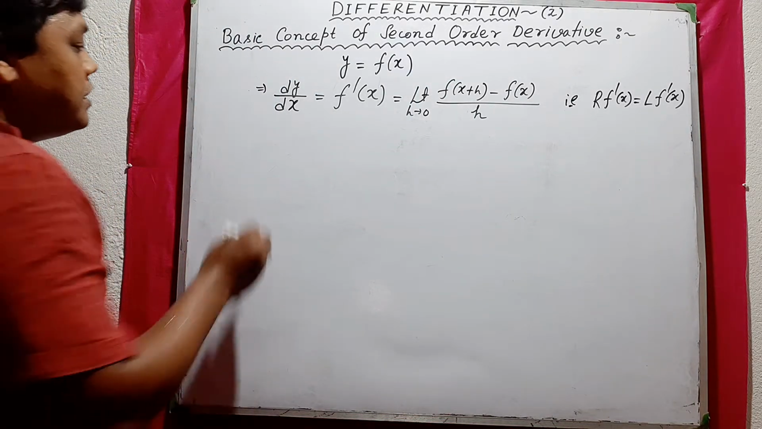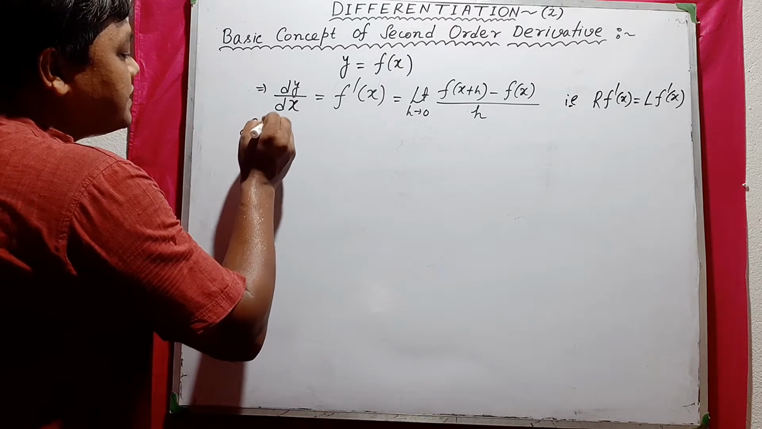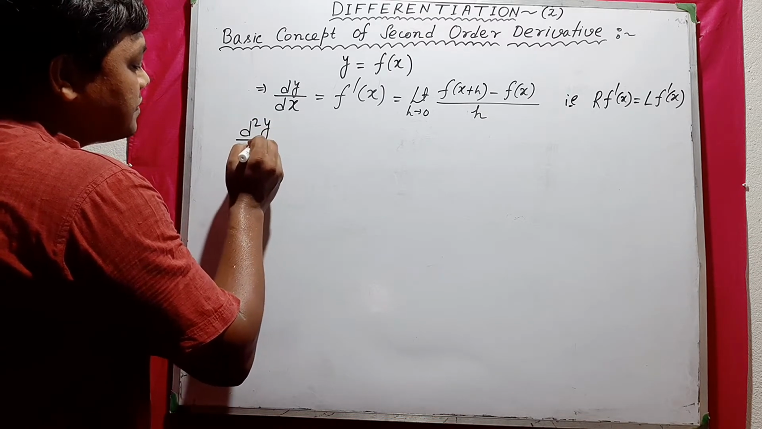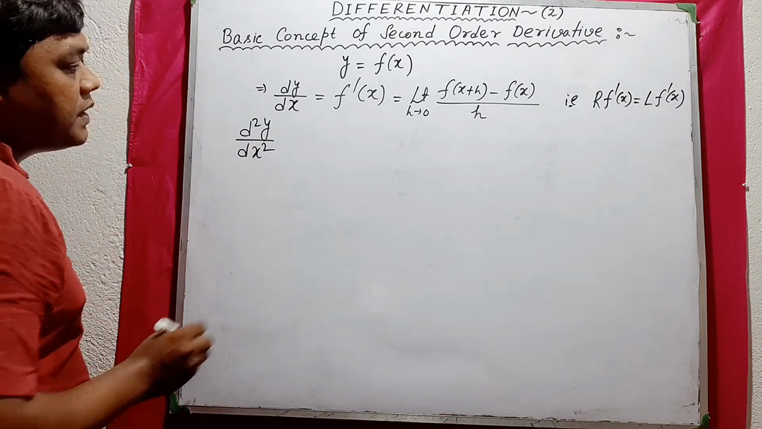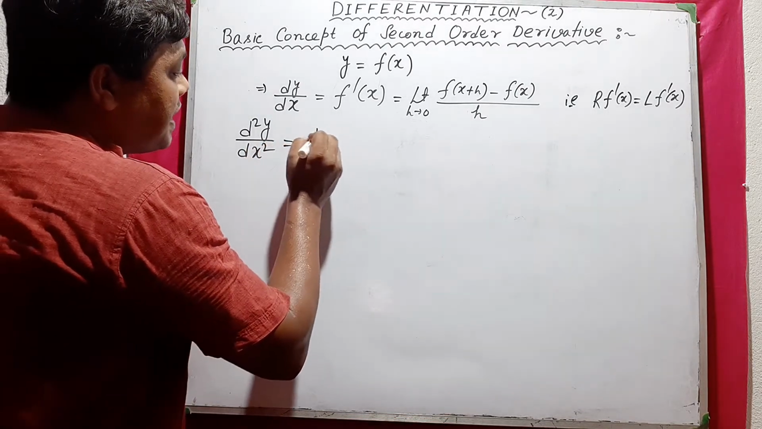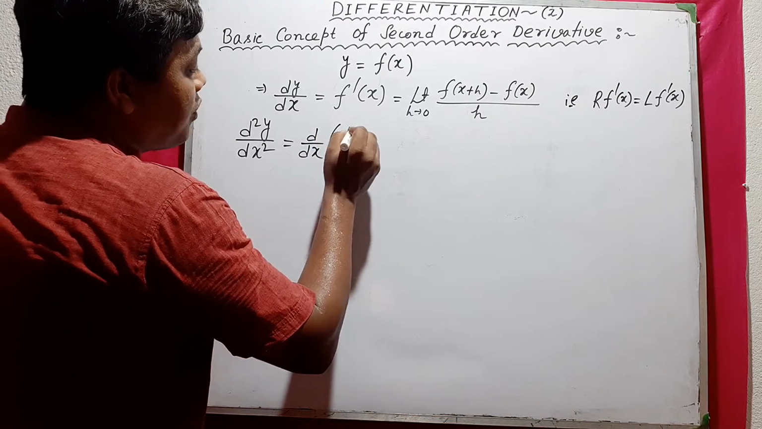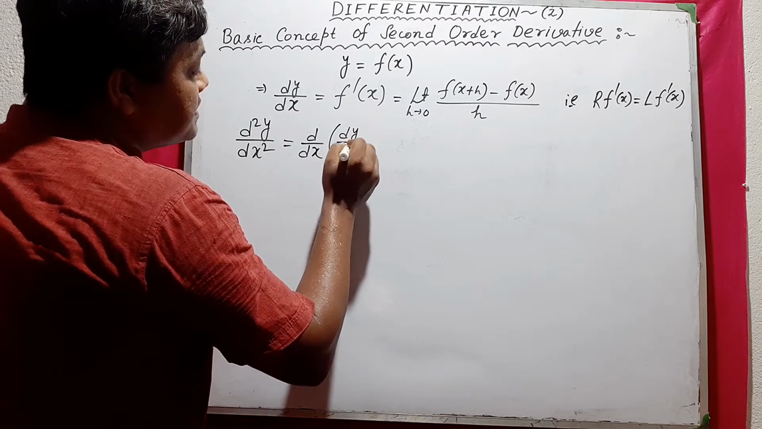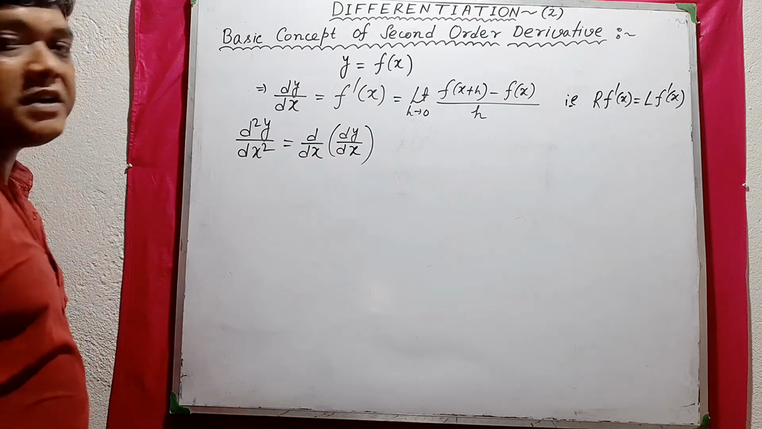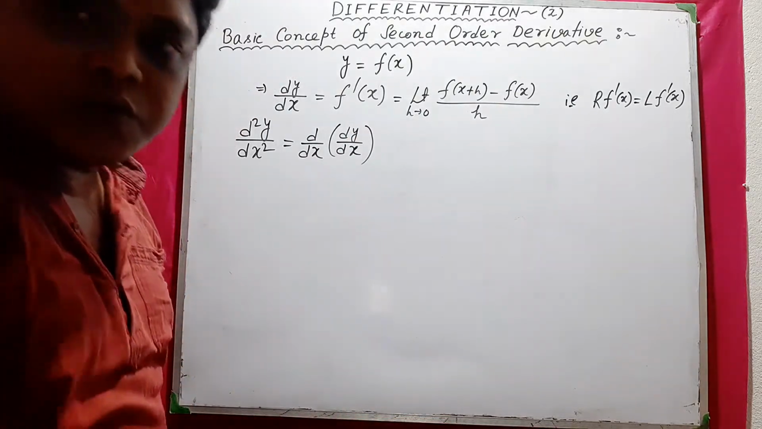So d2y/dx2 is called the second order differentiation or second order derivative. That means d/dx of dy/dx. That means you repeat the derivative with respect to x.